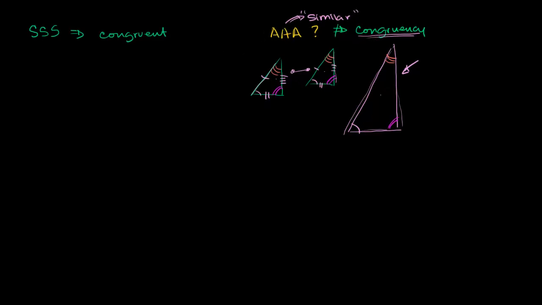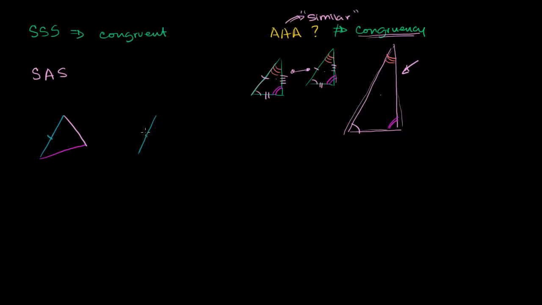What about side, angle, side? So let's try this out. Side, angle, side. So let's start off with a triangle that looks like this. I have my blue side, I have my pink side, and I have my magenta side. And let's say that I have another triangle that has this blue side. It has the same length as that blue side. So let me draw it like that.